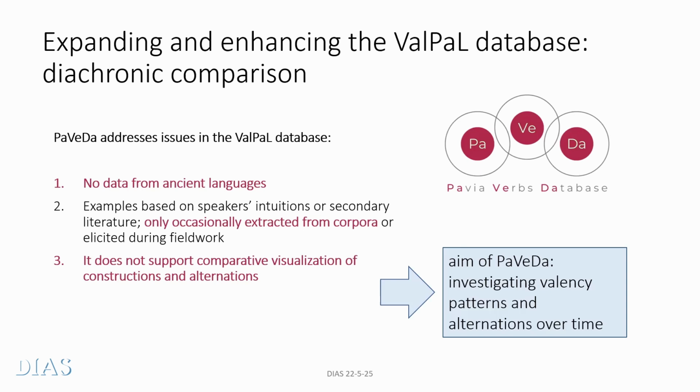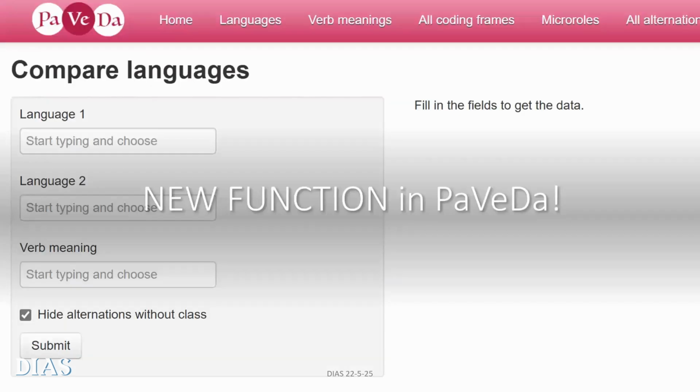So our aim is to investigate valency patterns, not only across languages, but also over time. And this is the new function you find in PaVeDa: the possibility to compare languages directly. You can put in a language and a meaning, and you get all the data I've shown for Old Irish for the languages chosen.